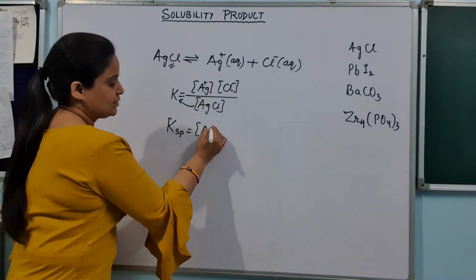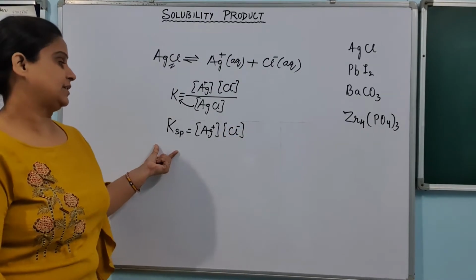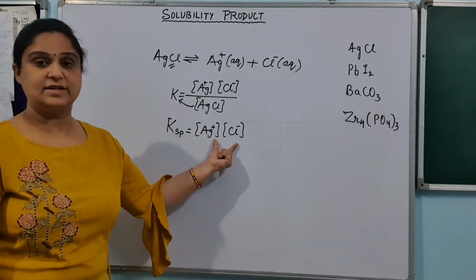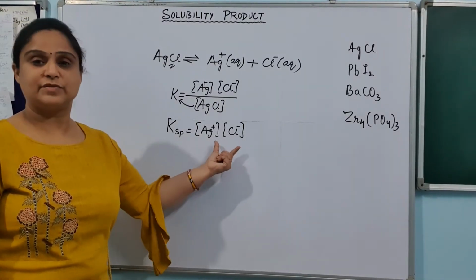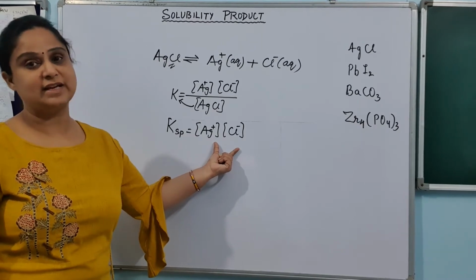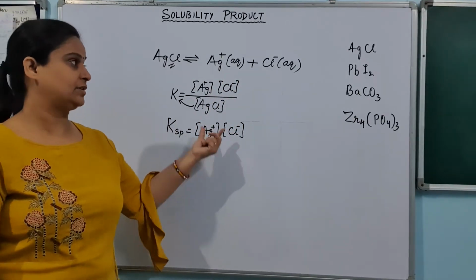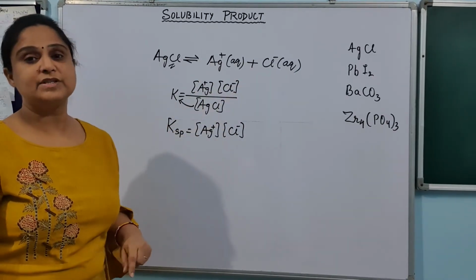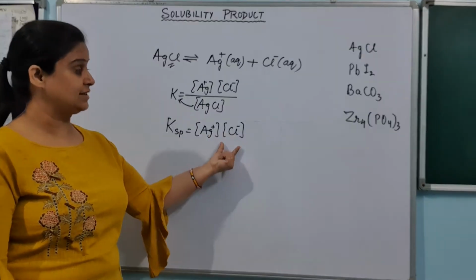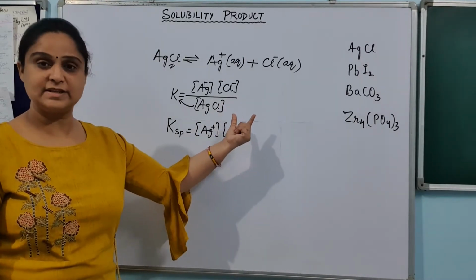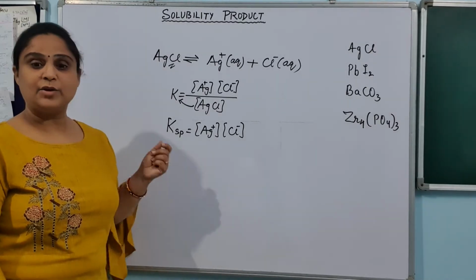So what is KSP? The ionic solubility product is the product of the concentrations of the ions of the salt raised to the power of their stoichiometric coefficients. I don't need a stoichiometric coefficient here because they are 1 and 1, but if there were any stoichiometric coefficient, I would have raised the concentration of Cl minus to that power, isn't it? So this is the solubility product of silver chloride. I hope it is clear to you.